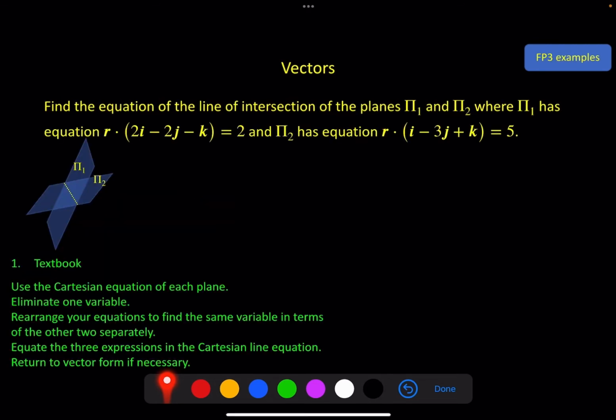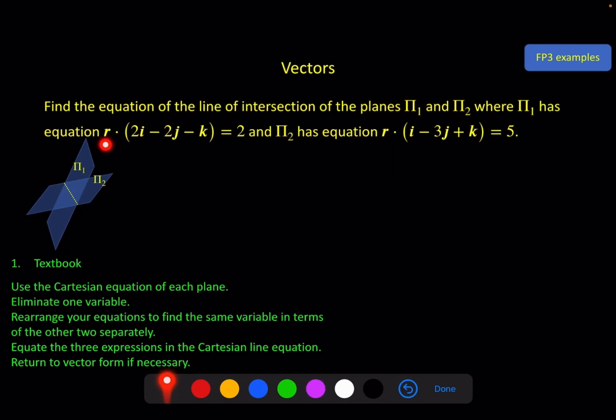So the first one here, using this question as an example to help explain it, is to use the Cartesian equation of the planes. So I'm going to change these into Cartesian form, eliminate one of the variables, and then basically rearrange things so that I can write three equations that I will equate at the end. Don't worry if that didn't make sense, it's difficult to understand without an example. So I'm going to go straight into it.